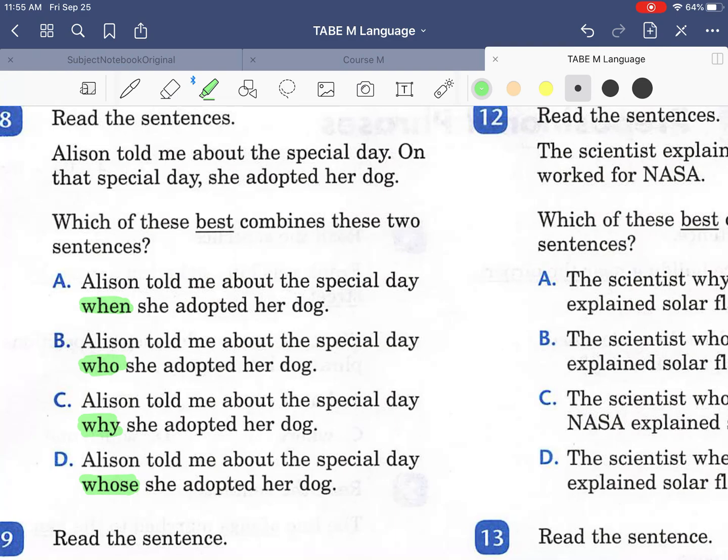So we are linking day to an action. She adopted her dog. So I'm looking for an adverb. I'm looking for a descriptor for this verb, for that action. B has a pronoun. D has a possessive pronoun. So it's either when or why. And a special day is giving you a time reference. So that is a when. Allison told me about the special day when she adopted her dog.